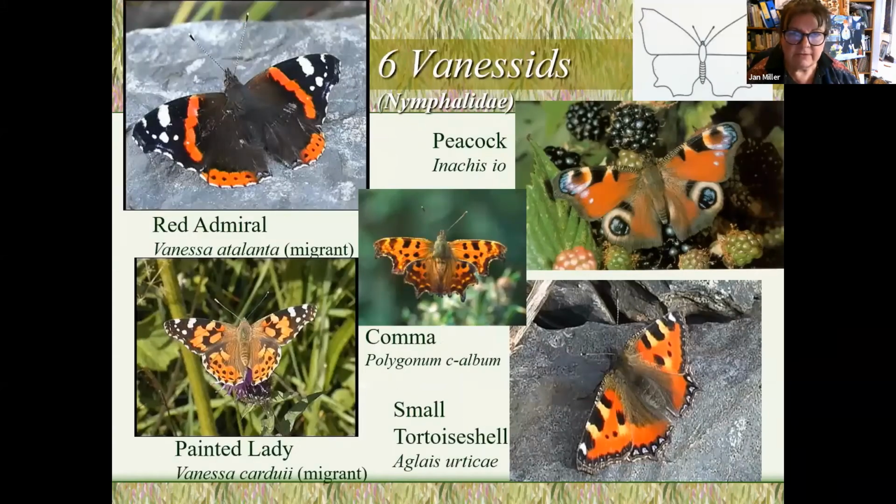So let's start with the Vanessas. And these are, like I said, the still fairly common ones that you see early in the year because they are some of the only ones that hibernate as adults. So they come out in March as soon as it warms up a bit, sometimes even in February. Whether they survive when they come out when it's cold and then it warms up and it gets cold again, I don't know, but I suspect they may not do. So you'll see these early spring.